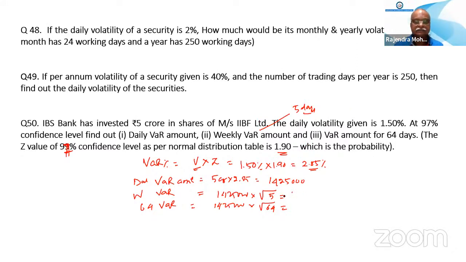So what are the answers? 1.425 lakh times square root of 5. What will be the answer? 31.86 lakh. And this one, for 64 days, 114 lakh. This one is 31.86 lakh. This is 1 crore 14 lakh something. Okay, so these are the answers.